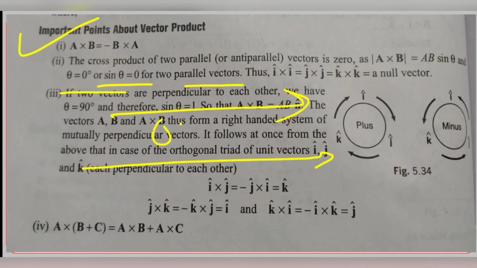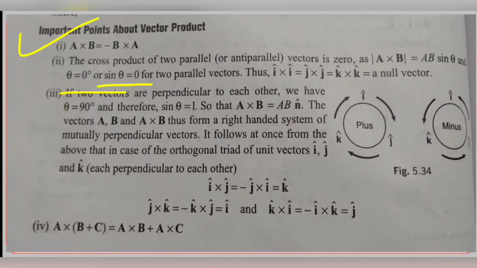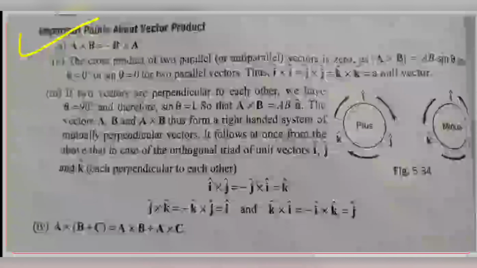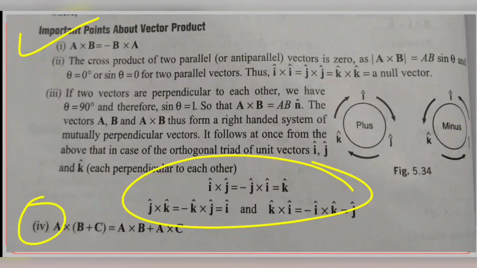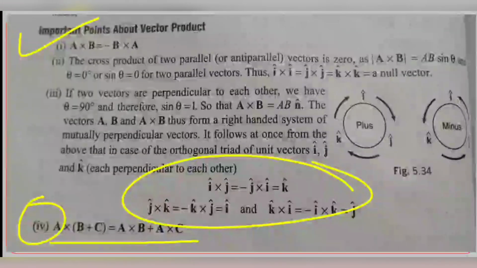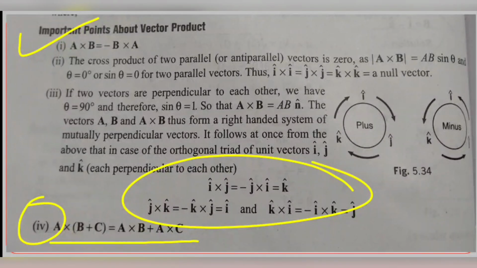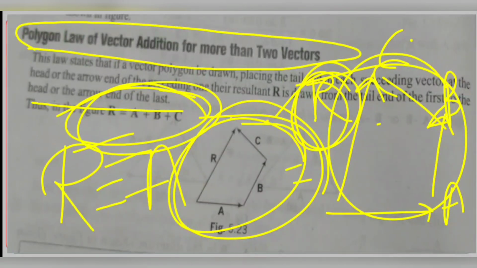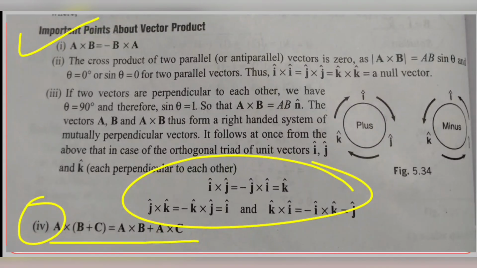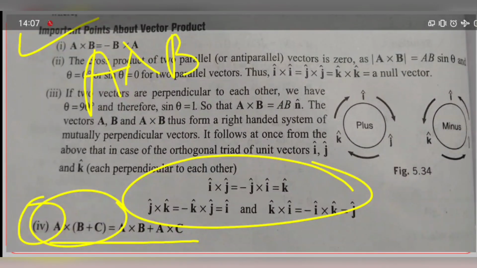Okay, and there are all the points here. If the two vectors are perpendicular to each other, theta equals 90 degrees, therefore sin theta is 1. And the fourth point is a cross (b plus c) equals a cross b plus a cross c, where we had an additional vector. Here I was talking about where we had a plus b plus c, so from the polygon law we said that a cross (b plus c) equals a cross b plus a cross c.